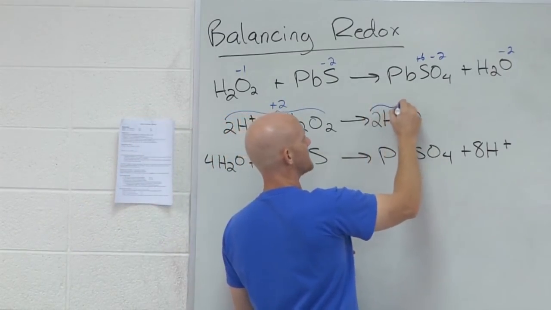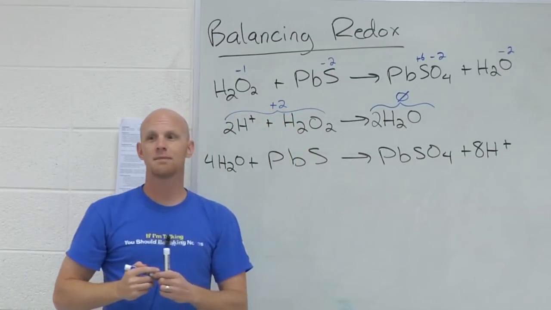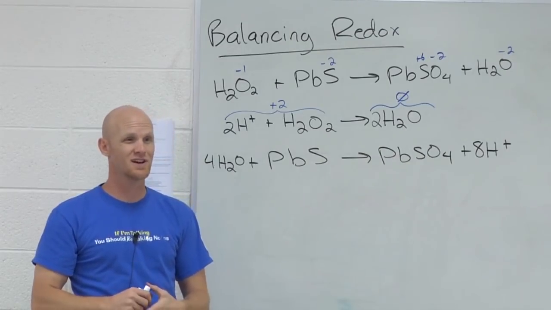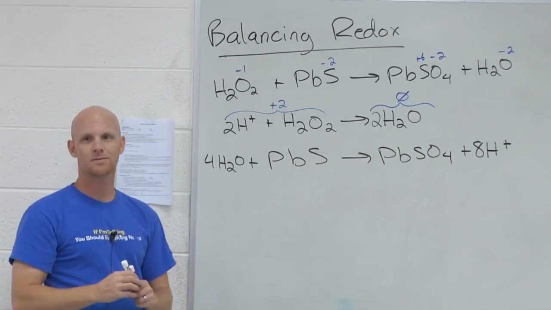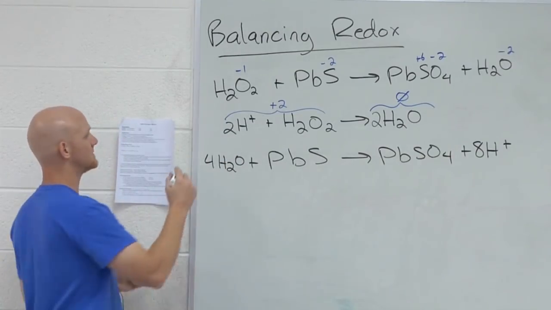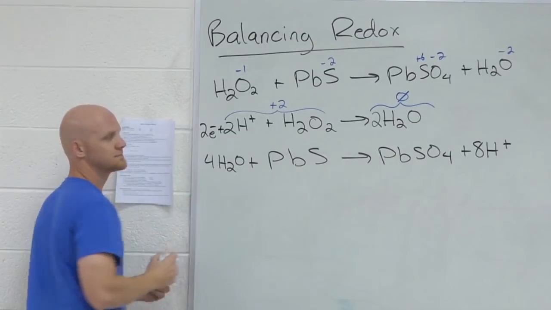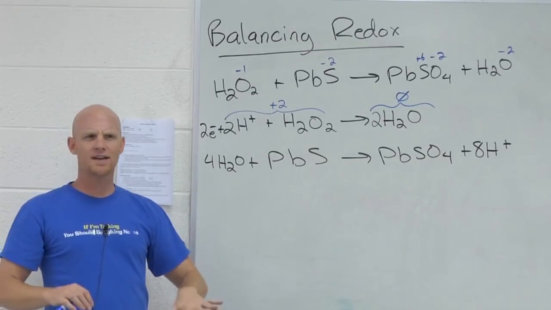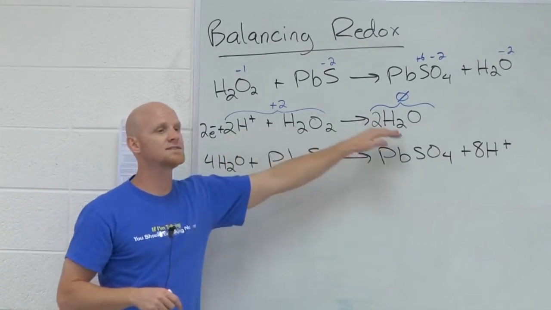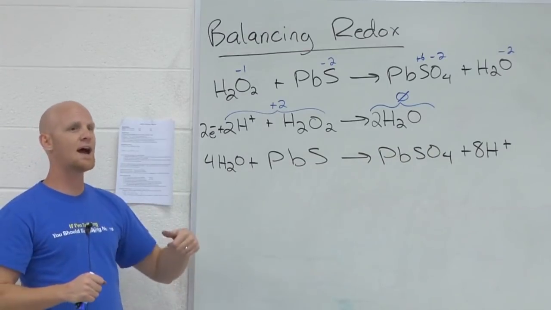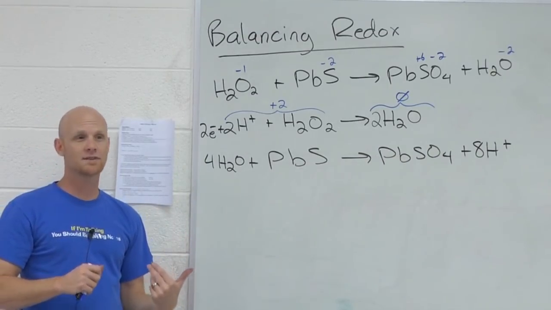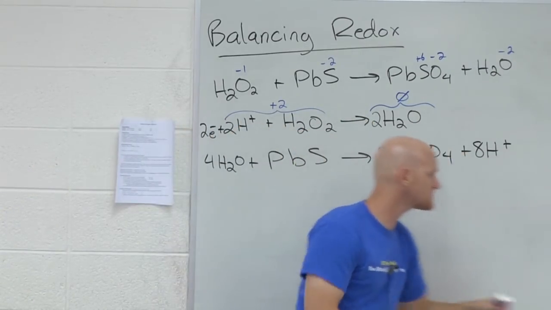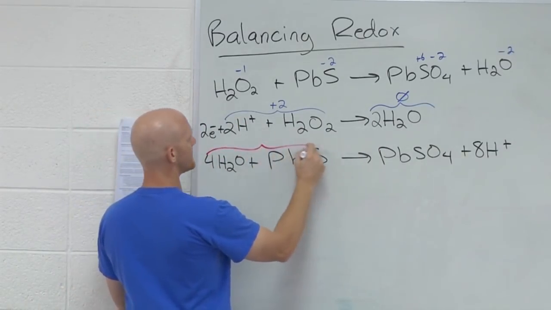What's the total charge on this side? 0. And I add electrons to whichever side is more positive till both sides have the same charge. So which side needs electrons in this case? This side, and how many? It needs 2. And now both sides would have a 0 charge. And again, my goal is not necessarily to get to 0. My goal is just to get both sides the same. And so, last step, I always add electrons to the more positive side till both sides have the same charge.